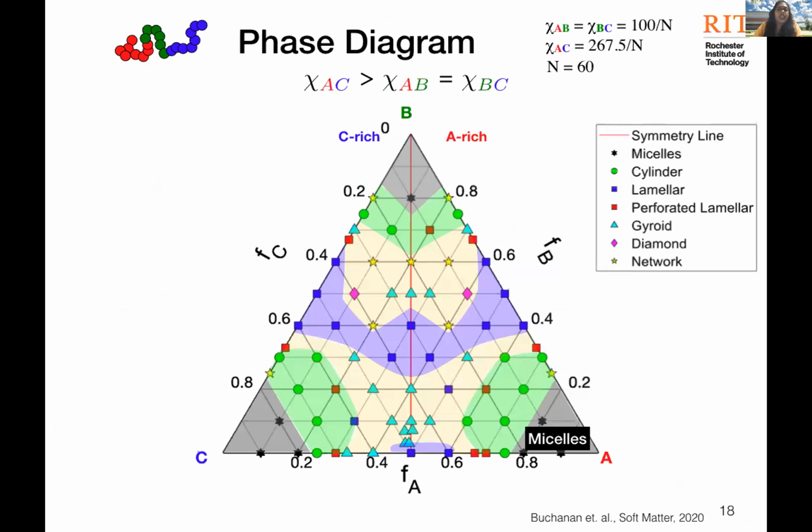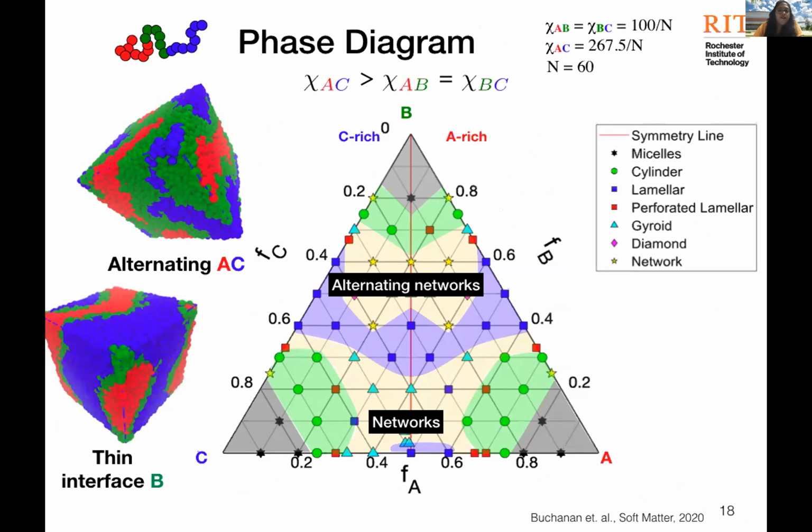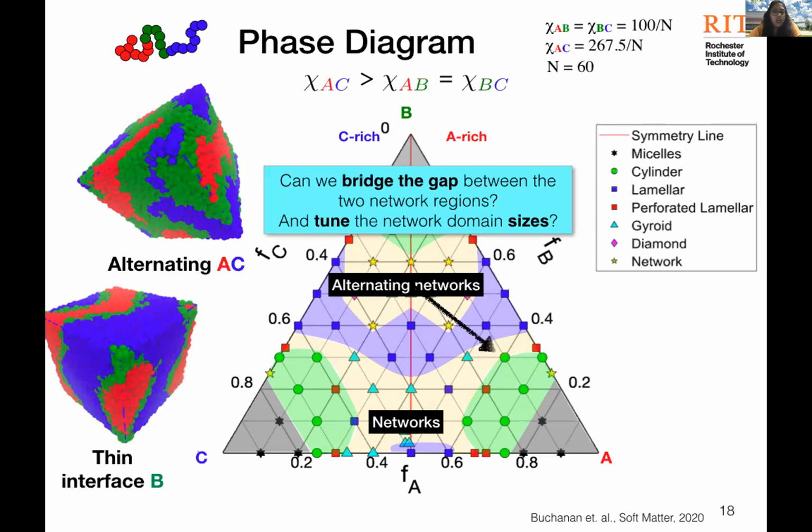You have micelles, we find cylinders, we find network structures, we have the B majority network structure, and we have B minority network structure that are both separated by this lamellar phase. And the question really that we want to answer is, how do we bridge the gap between these two network phases? It'll be really nice if we can get a network in a really large area in the phase diagram.